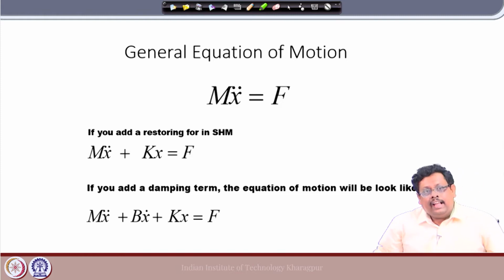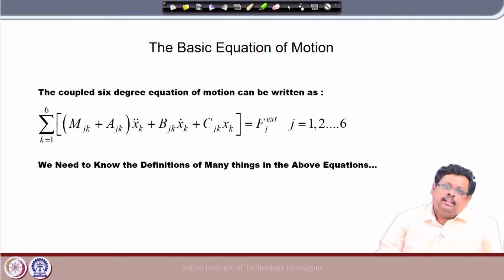And now, if you add the damping term in this equation, you can see that b x dot, a damping term, I added. Therefore, this equation of motion becomes m x double dot plus b x dot plus k x equal to f. So, what is the equation of motion in the domain of ship hydrodynamics? Let us see. Now, this is the equation of motion that we are going to deal with.